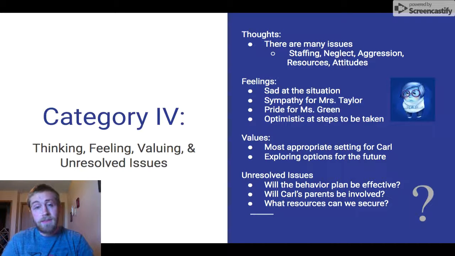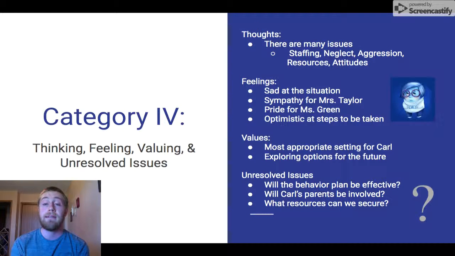Some of the unresolved issues after reading this case study: will the behavior plan be effective? Will what we put in place be effective? Will it be implemented faithfully? Because Mrs. Taylor is not really on board at this point with just changing the behavior plan. She wants him gone. So will that be effective?